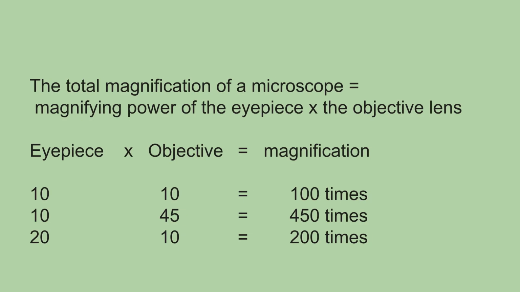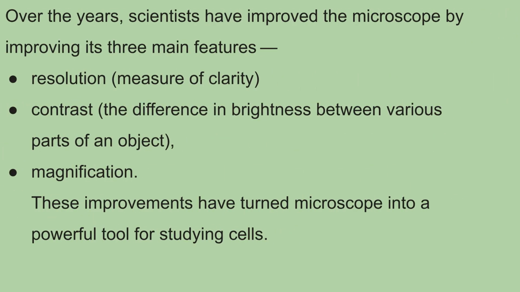The total magnification of a microscope is calculated by multiplying the magnifying power of the eyepiece by the objective lens. For example, an eyepiece of 10x and an objective of 10x results in 100 times magnification. Scientists have enhanced microscopes by improving resolution, which is the measure of clarity, contrast, the difference in brightness, and magnification. These improvements make the microscope a powerful tool for studying cells.